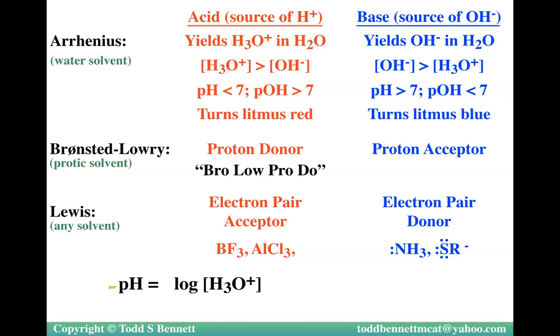And then if I raise it as an exponent, make it a power of 10, 10 to the log of something, 10 to the and log are antifunctions of one another, they're opposites. So I end up getting H3O plus equals 10 to the minus pH. So I get that equation.